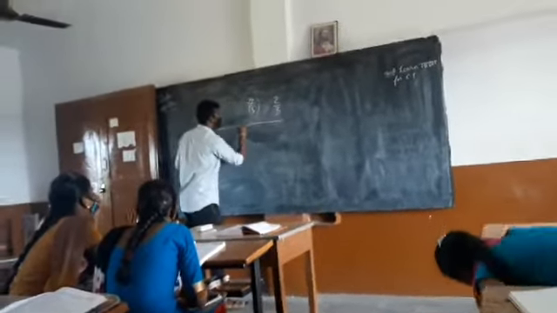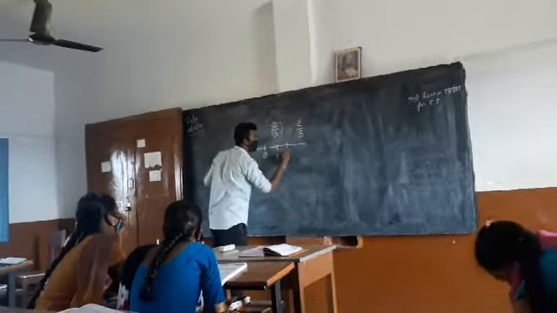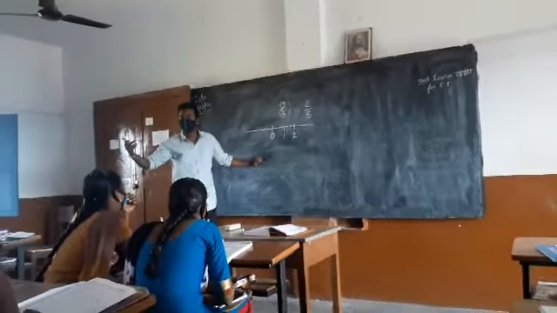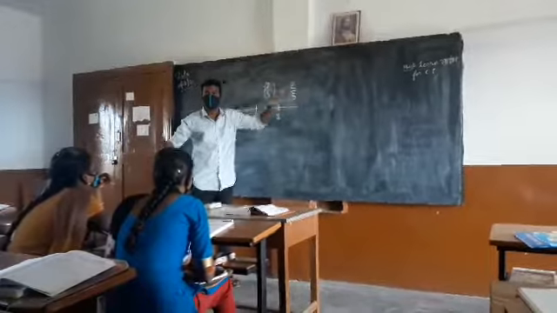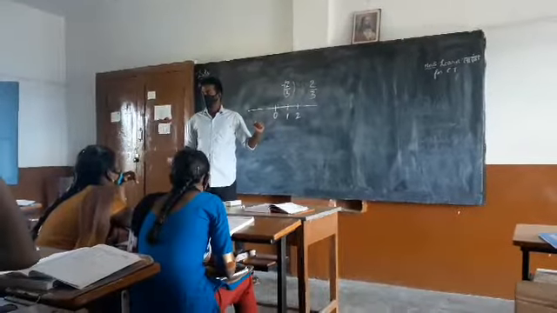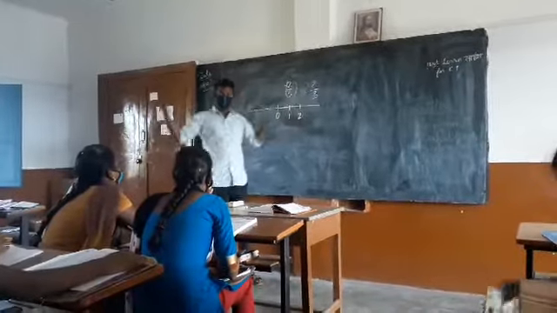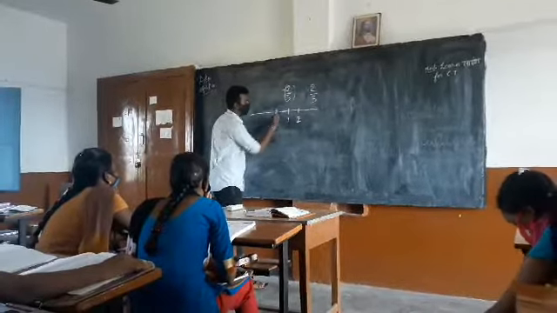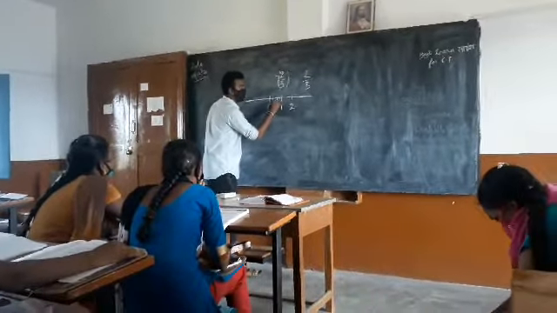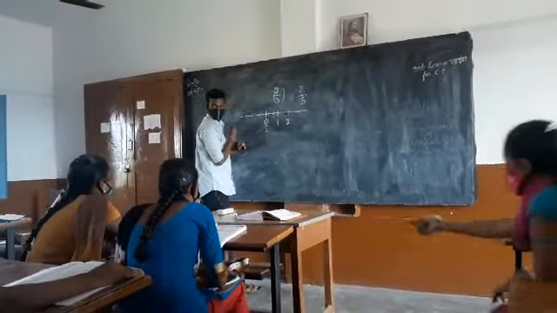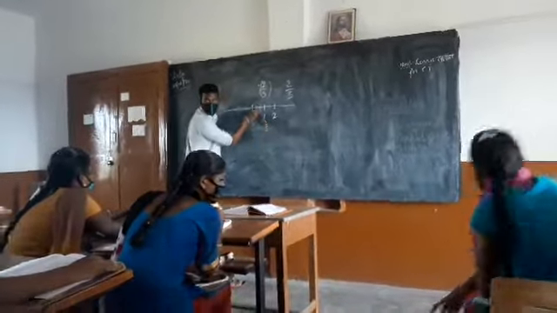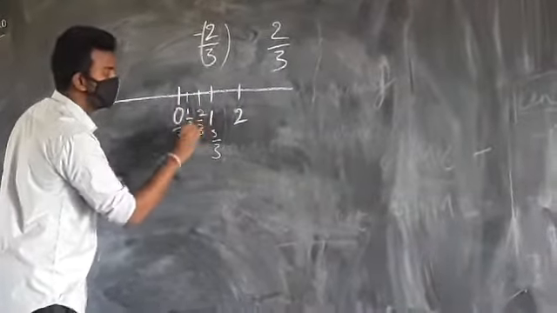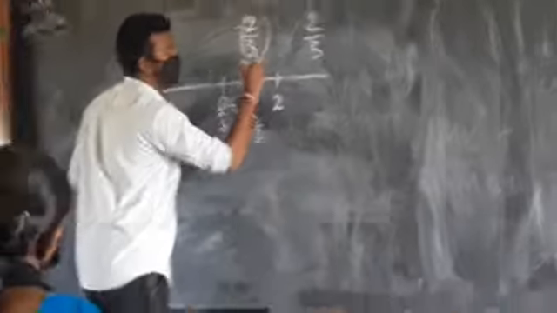So if we want to plot a positive proper fraction, can anyone tell me in between which integers the positive proper fraction lies? Louder, all of you. 0 and 1. So according to the denominator, we are going to divide between 0 and 1. 1, 2, 3. So this is 0 by 3. This is 3 by 3, that is why it is equal to 1. This is 1 by 3. This is 2 by 3. So you are going to say that this is 2 by 3.